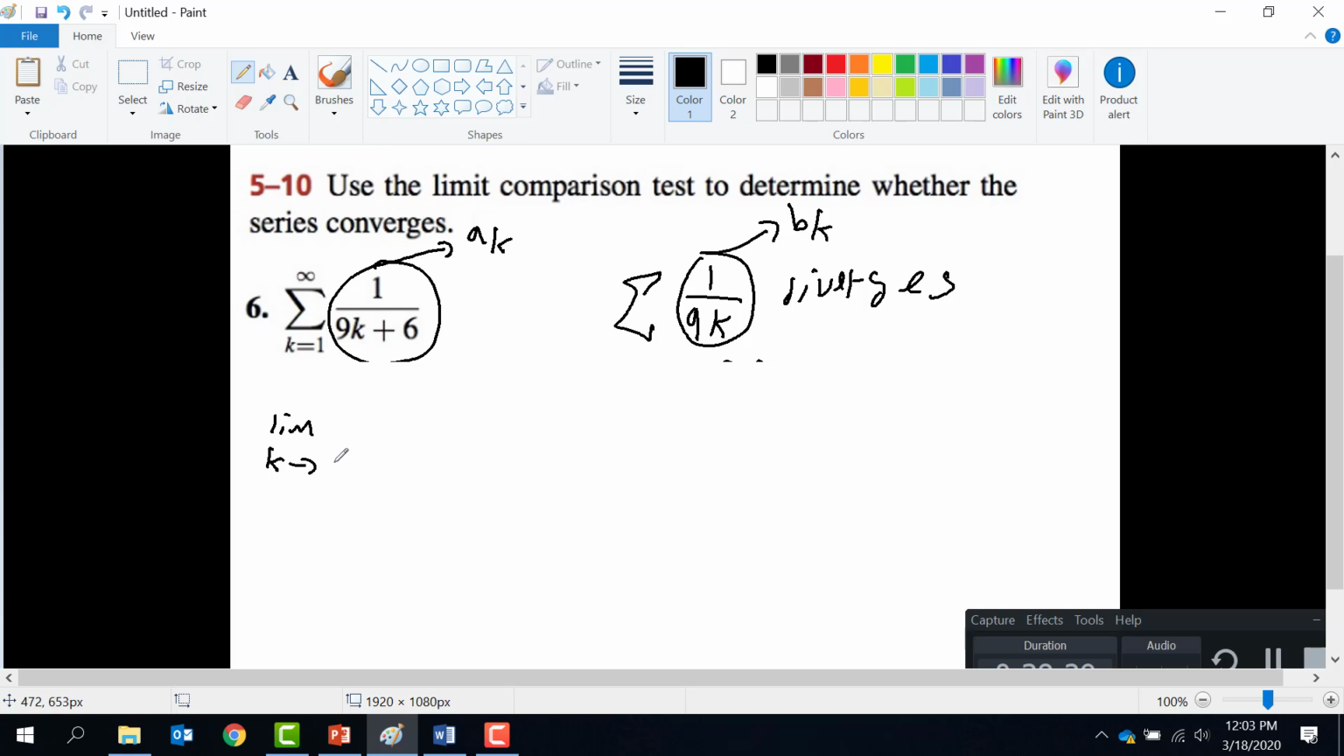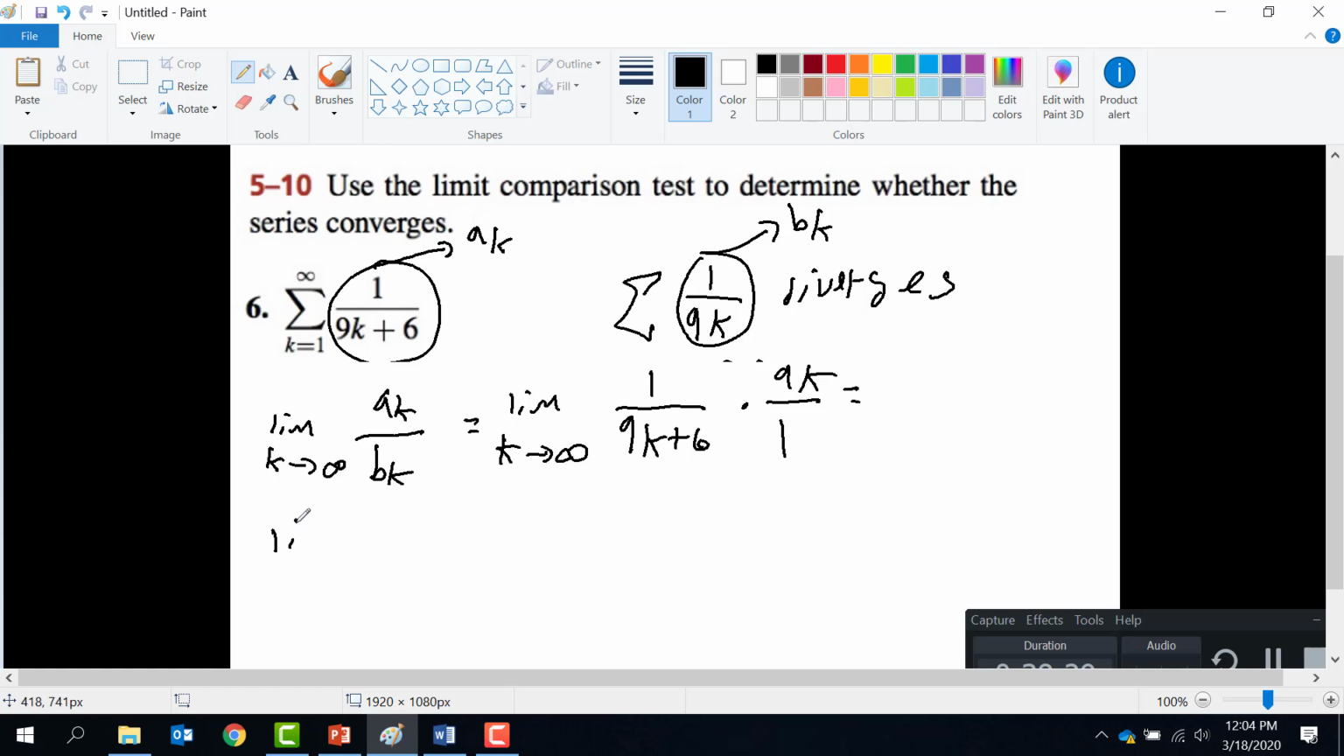But again, we're going to take the limit, not as n, but as k goes off to infinity, of a sub k divided by b sub k. And again, it makes no difference which one is a sub k, which one is b sub k. Since we have fractions, we deal with fractions by multiplying by the reciprocal, 9k plus 6 times 9k over 1. And so then this is the limit as k goes off to infinity of 9k over 9k plus 6.